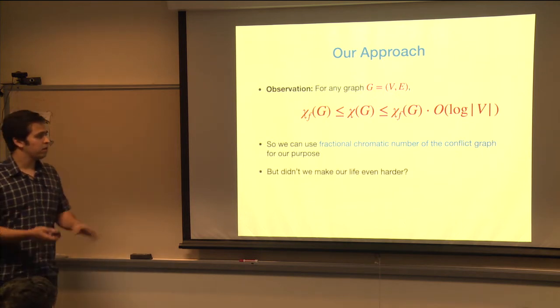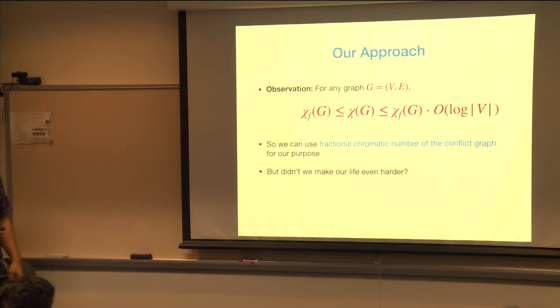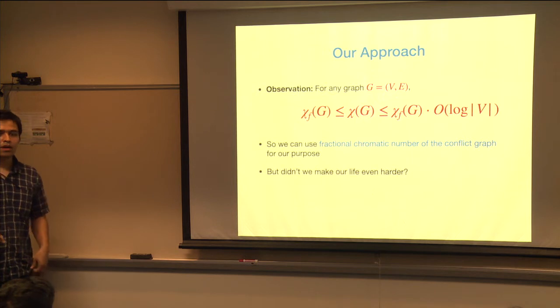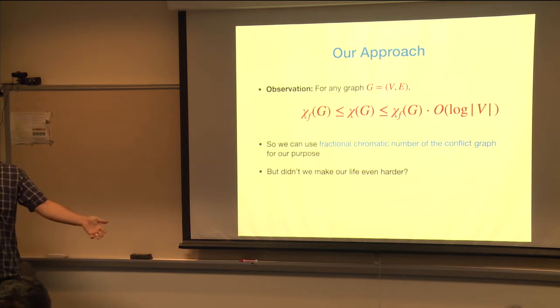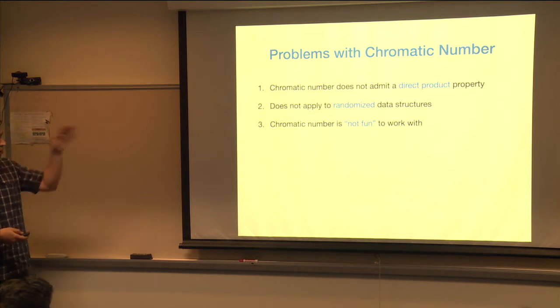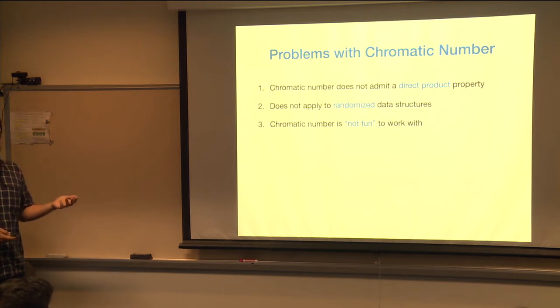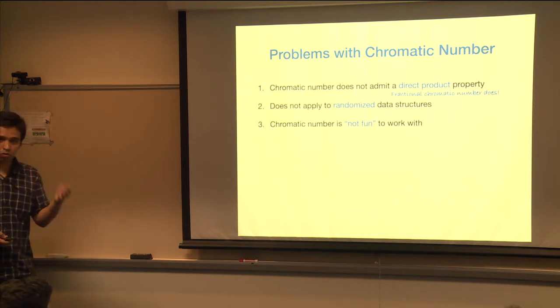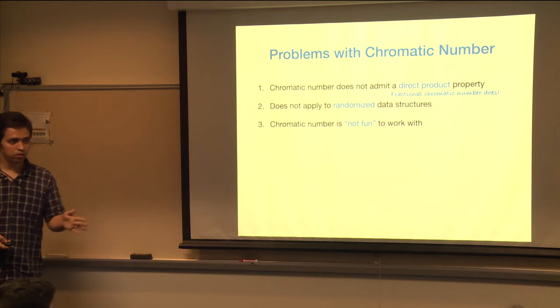And on the surface, you can always ask this question, but this is even a weaker bound. Why should it make things easier? But that's not valid. I mean, we know when you go to relaxations, life becomes easier. Okay? So in fact, let me go over the problems that I mentioned. The problem with chromatic number was that it does not have the direct product property. Fractional chromatic number does, actually.